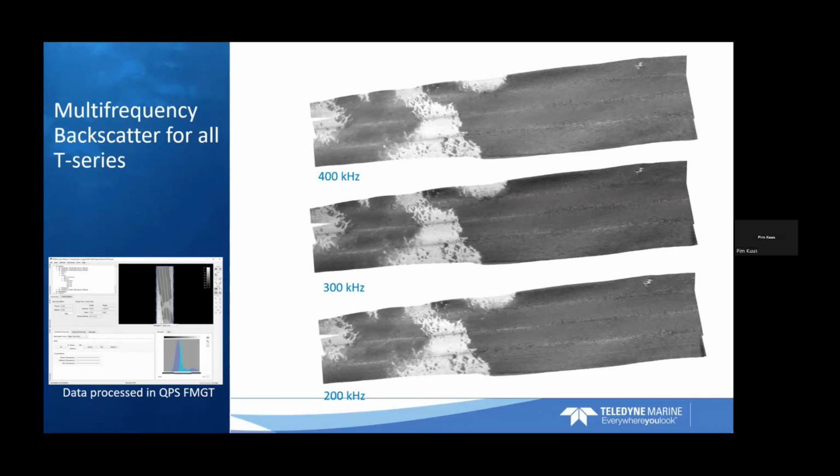All the different frequencies. As you can see, it's also supported by QPS FMGT to read all that data in. Nothing has changed in the records; the records are all the same. Like I said before, whenever there's a change, it registers in the 7K records. So those existing records are just read in, and it will tell you which frequency a particular ping was associated with.